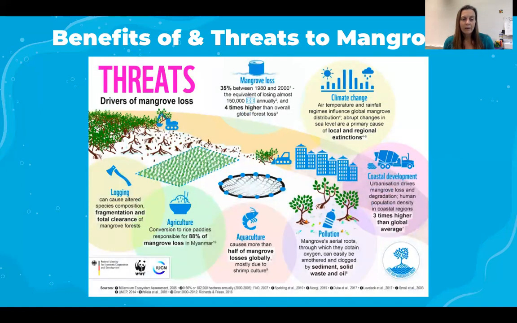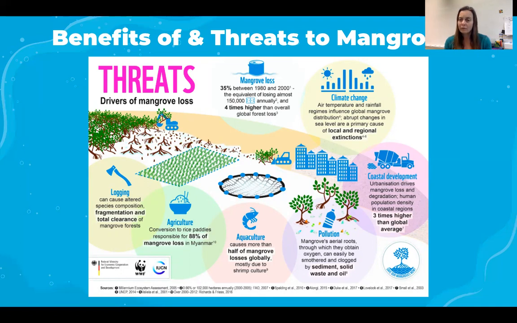So why are we losing mangroves? Well, logging. In areas of Southeastern Asia, there's lots of places where mangrove stands have been converted into rice paddies. So there's lots of loss for agriculture, just like there's lots of loss of the Amazon rainforest for agriculture. Aquaculture, so especially shrimp farming, actually has eliminated a lot of mangroves. And coastal development, as well as climate change.